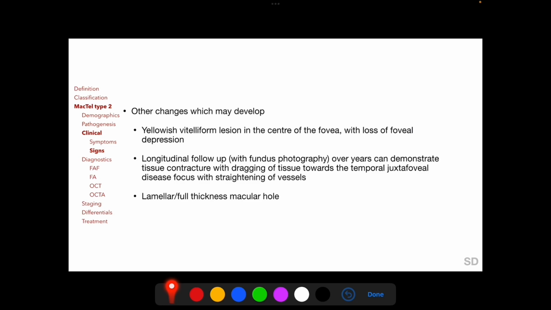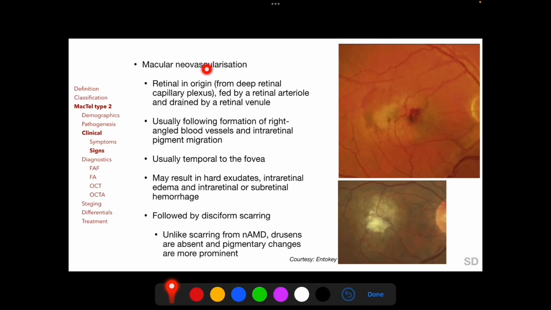Lamellar or full-thickness macular holes can occur in eyes with MacTel type 2, as we will discuss, and macular neovascularization of MacTel type 2 is retinal in origin, arising from the deep retinal capillary plexus, being fed by a retinal arteriole and drained by a retinal venule. It usually follows the formation of the right angle blood vessels and intraretinal pigment migration, which we have just discussed, and usually lies temporal to the fovea.